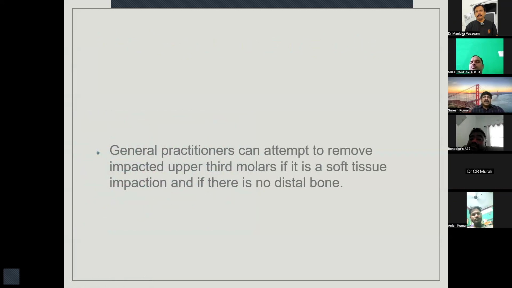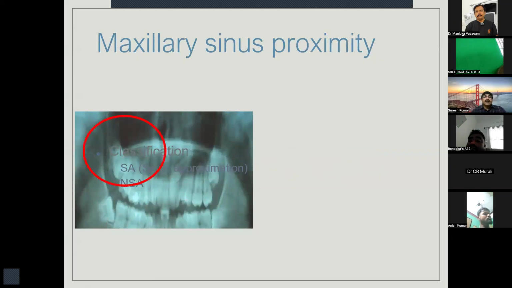So you can ask me now whether I can remove an upper third molar or not. Yes, being a general practitioner, you can attempt to remove impacted upper third molars also, if it is a soft tissue impaction only, and if there is no distal bone visible in the X-ray. In this radiographic picture, there is a lot of distal bone which is very difficult to remove. If you are a general practitioner, you need some surgical expertise to remove this bone.